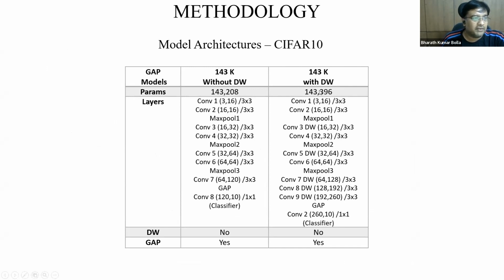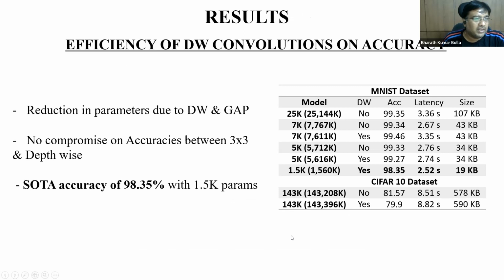Again, with depthwise, you can see that we have more layers. We already have 9 layers here, and one more extra layer because we have depthwise. And there is a global average pooling layer in all the models. So now, with these created parameters, you can see the results.